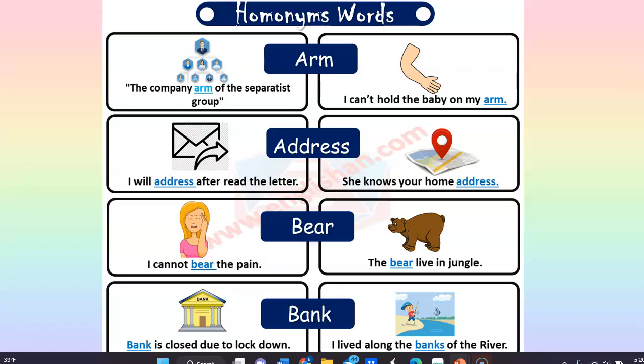We have address, like I will address after I read the letter, or she knows your home address. Bear, I cannot bear the pain, or bear, the bear lives in the jungle. And bank, the bank is closed due to lockdown, or I lived along the banks of the river.